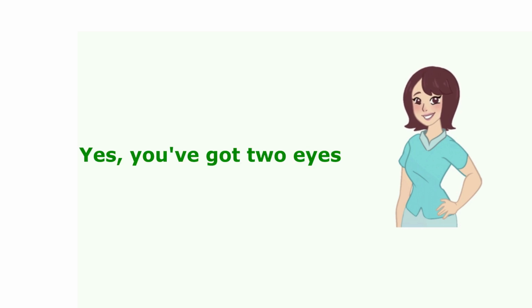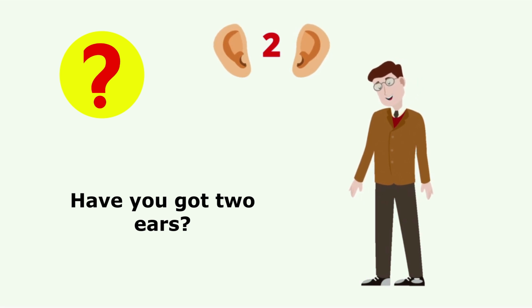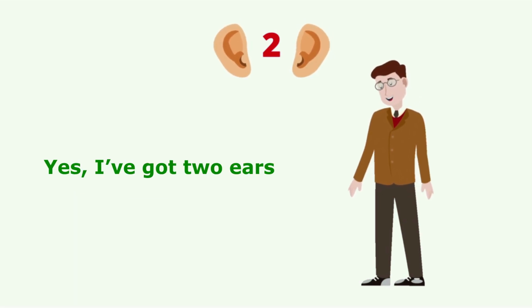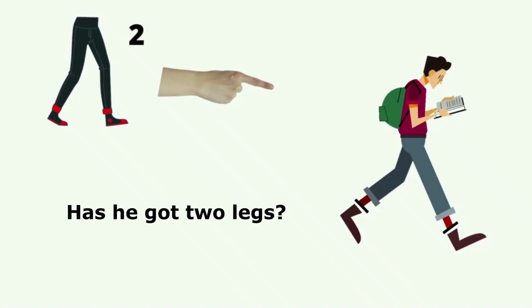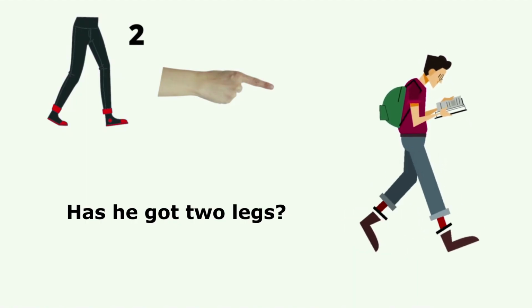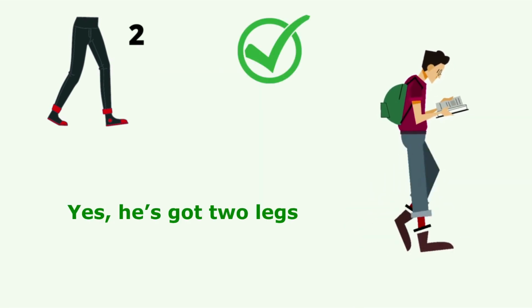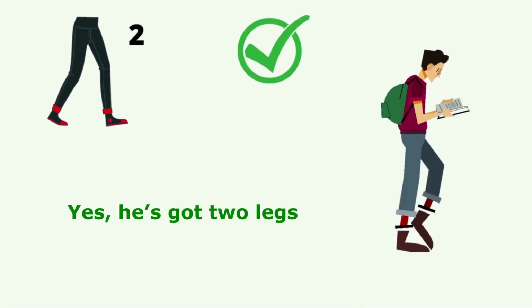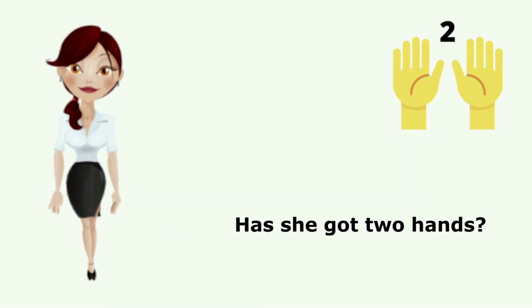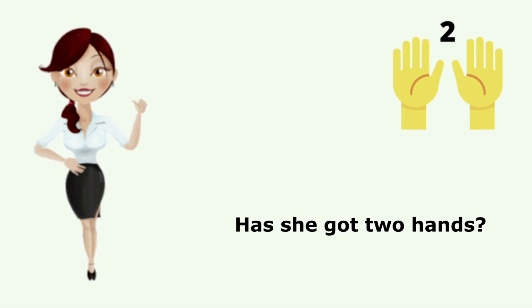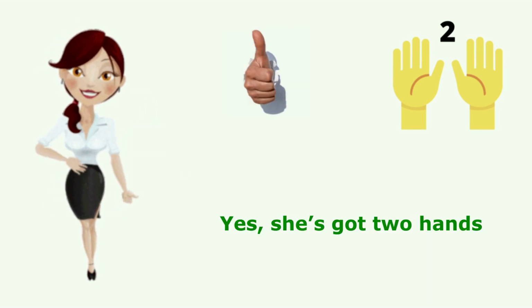Have I got 2 eyes? Yes, you've got 2 eyes. Have you got 2 ears? Yes, I've got 2 ears. Has he got 2 legs? Yes, he's got 2 legs. Has she got 2 hands? Yes, she's got 2 hands.